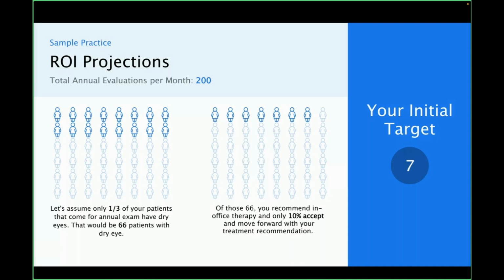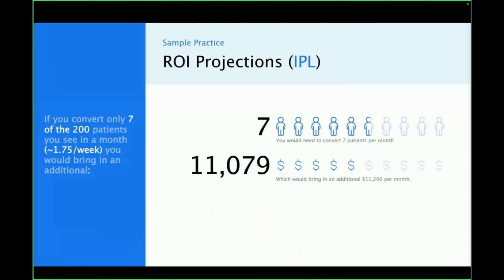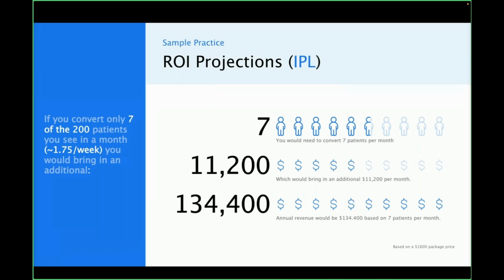So the idea that you need to have a lot of people going into an in-office treatment plan to be successful is inaccurate. You really don't need many for this to be successful. And let's look at some numbers that support that. Let's say that you convert only 7 of those patients into a treatment plan. Well, on a monthly basis, that would bring in $11,200. And if you look at the bottom right-hand corner, you're going to see this is based on a very conservative $1,600 package. Annually, if you only do 7 patients per month, that would be $134,400.